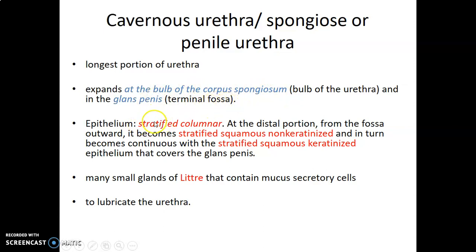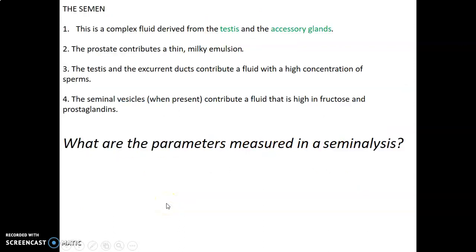The epithelium of the penile urethra is stratified columnar, and at the distal portion, the fossa outwards, becomes stratified squamous non-keratinized, and in turn becomes continuous with the stratified squamous keratinized that covers the glans penis. So epithelium is initially stratified columnar, then becomes stratified squamous non-keratinized. Then as you get outwards at the glans penis, it becomes stratified squamous keratinized. We have Littre glands, which are small glands containing mucus secretory cells that open up in the penile urethra to aid in lubrication of the urethra.